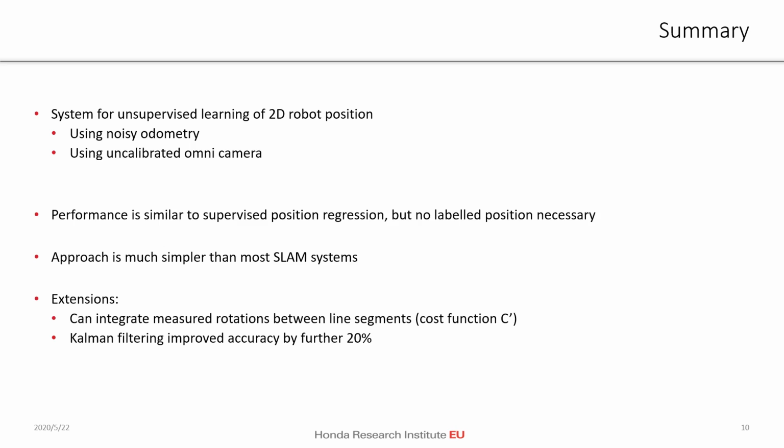In the paper we show two more extensions. First, we can integrate the measured rotations between any two line segments, which improves the convergence speed and also reduces the risk of certain degenerate solutions. Second, now we have shown that each image yields one independent position estimate. Thus we can gain a further 20% accuracy by integrating these estimates with odometry using a Kalman filter.